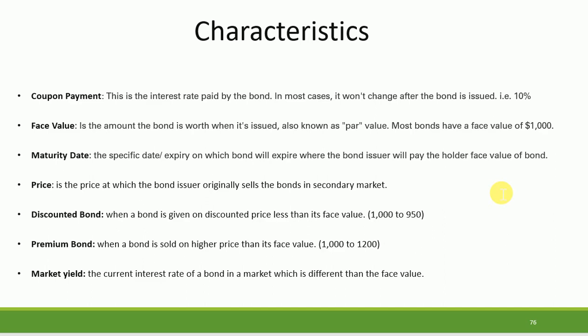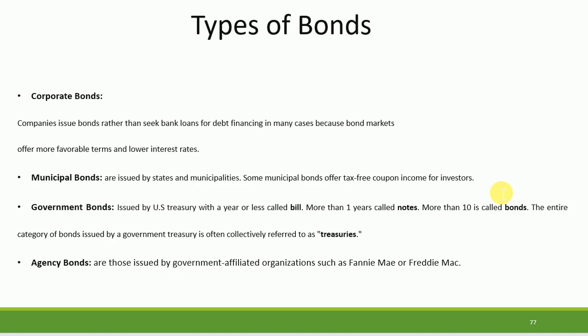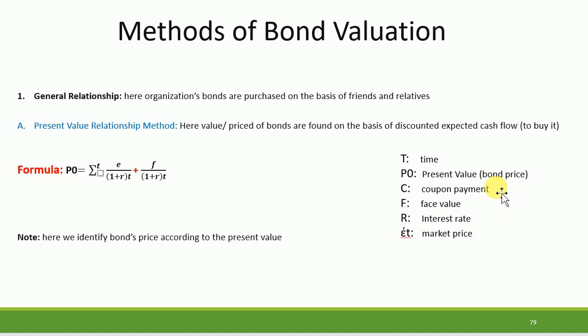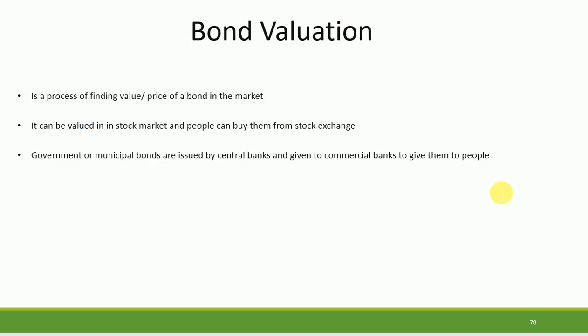And this was some of the other parts: the price of the bond, the face value, the maturity date that we have already discussed. There are corporate bonds issued by corporations for debt financing. There are municipal bonds issued by the municipalities in order to have their projects done, and they are usually tax-free bonds. The government bonds are usually issued by the US Treasury. There could be other government bonds in different countries, and agency bonds are affiliated with certain agencies. And we discussed bond valuation, how we evaluate the prices of the bond, and how it is done in the market. And we will be discussing the various methods of evaluating a bond. That was all for today.